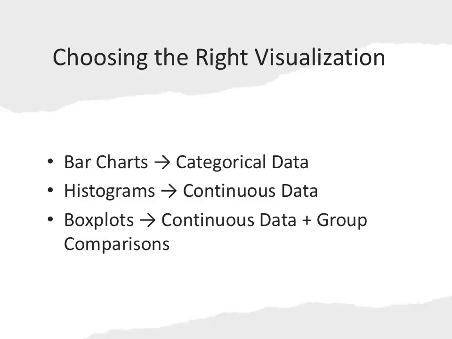There are many ways to visualize data, but choosing the right tool matters. Use bar charts for categorical variables. Use histograms for continuous variables. Use boxplots to summarize continuous data and compare groups. Each of these serves a different purpose, and we'll see examples of each.